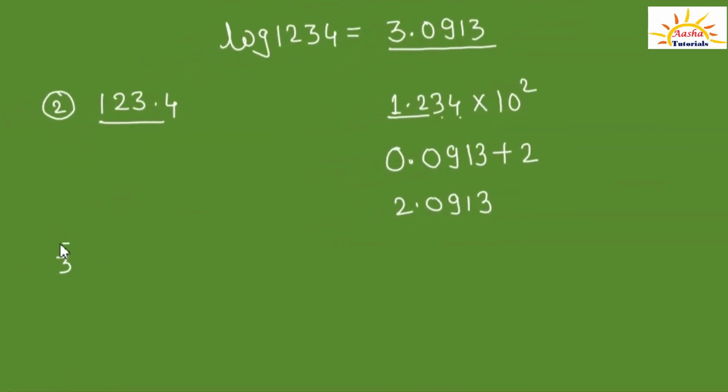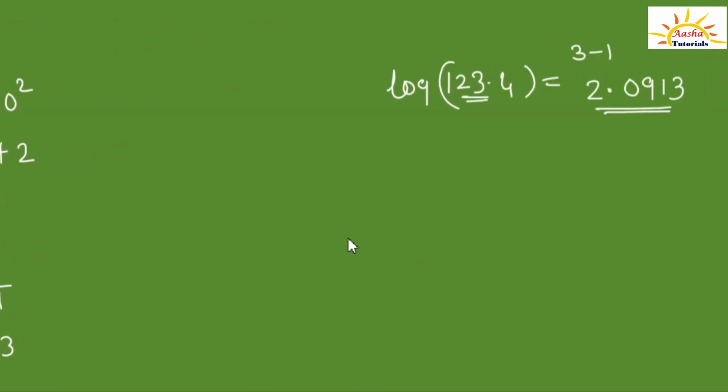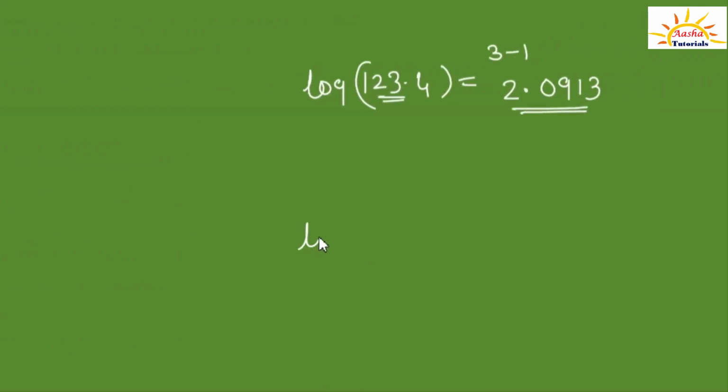Now suppose we have a number like 0.1234. Then by the first method, we can write this number as 1.234 into 10 raised to minus 1. And again here the log of 1.234 is 0.0913, and here plus, the characteristic value is minus 1, which we can write as bar 1. And when we add these two, we get bar 1.0913.